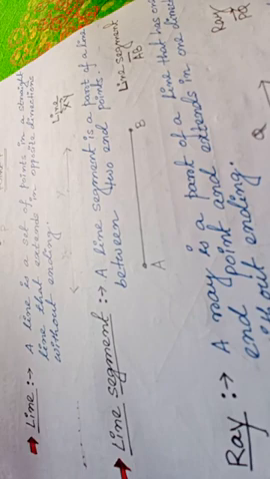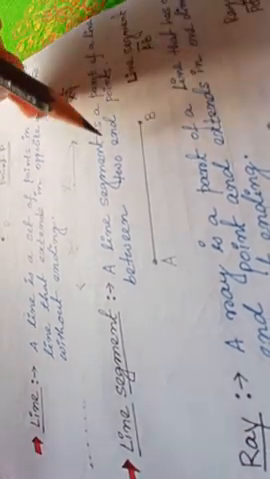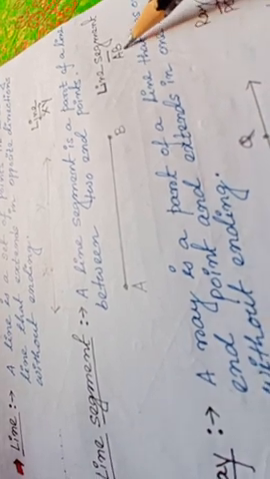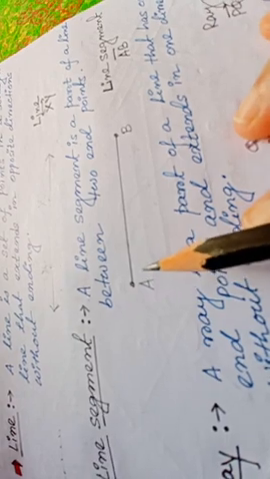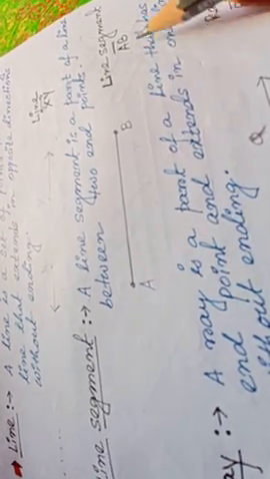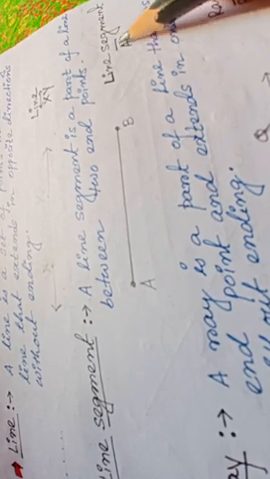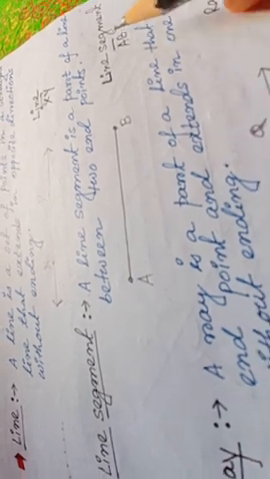Next is the line segment. What is a line segment? A line segment is a part of a line between two end points. So how is it expressed? We use two capital letters, A and B. I'm giving this name here, A and B, so that's why I'm writing AB, and on top of these two letters you have to draw a line, and it has two end points. That's why we cannot use the arrow sign.